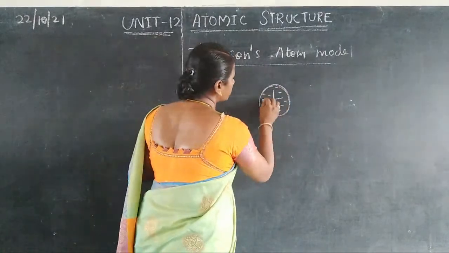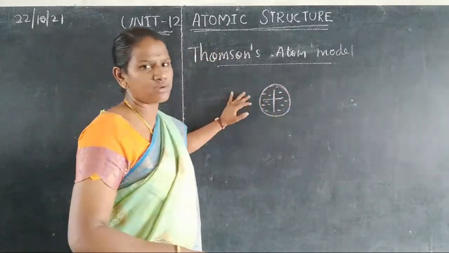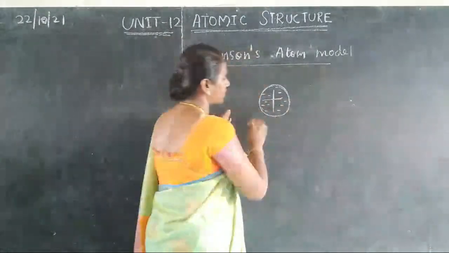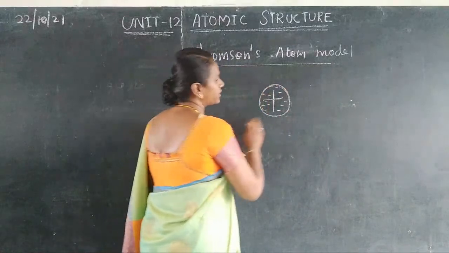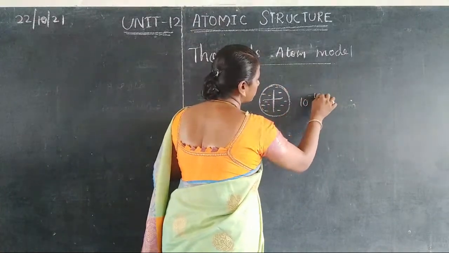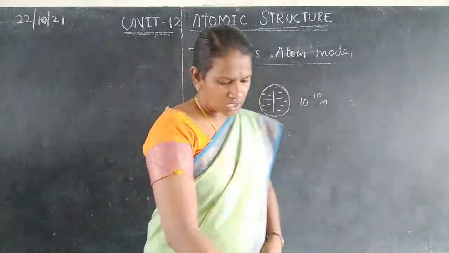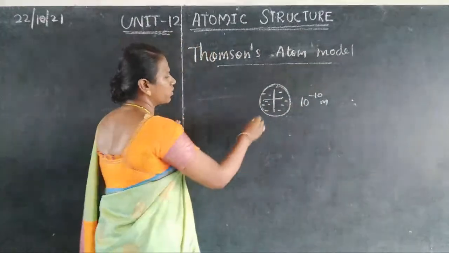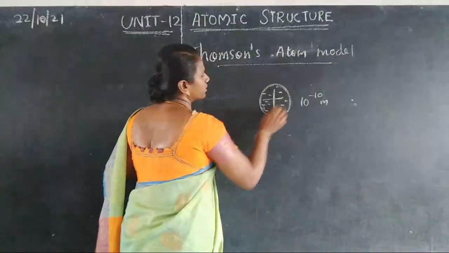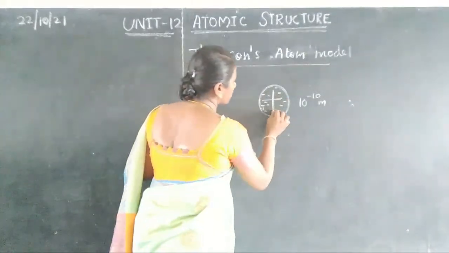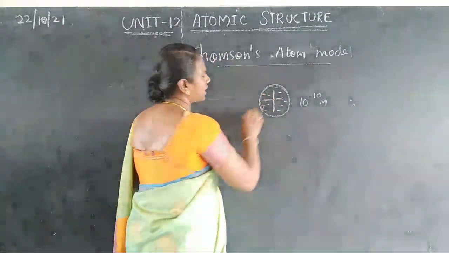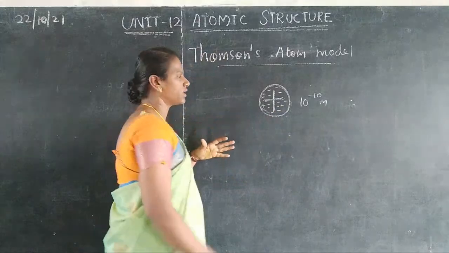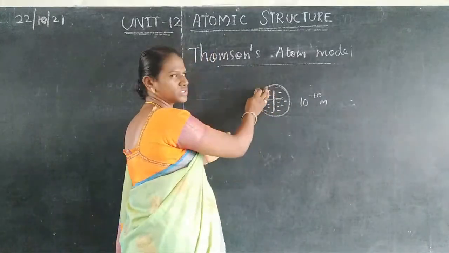He compared the atom with a solid sphere. Atoms are solid spheres with a diameter of 10 to the power of minus 10 meter. He told that the whole atom is made up of positive charge, that means it is made up of protons, and the electrons are evenly, uniformly distributed within the positive charge.